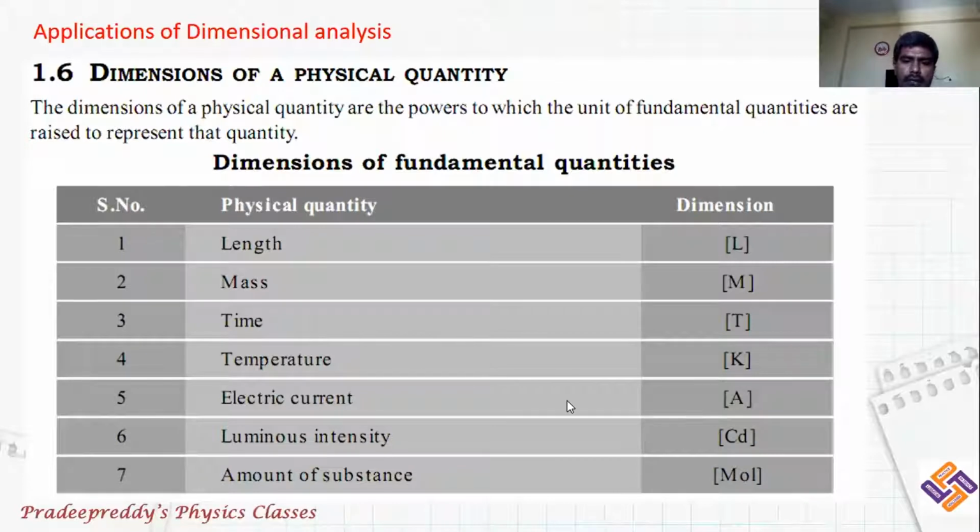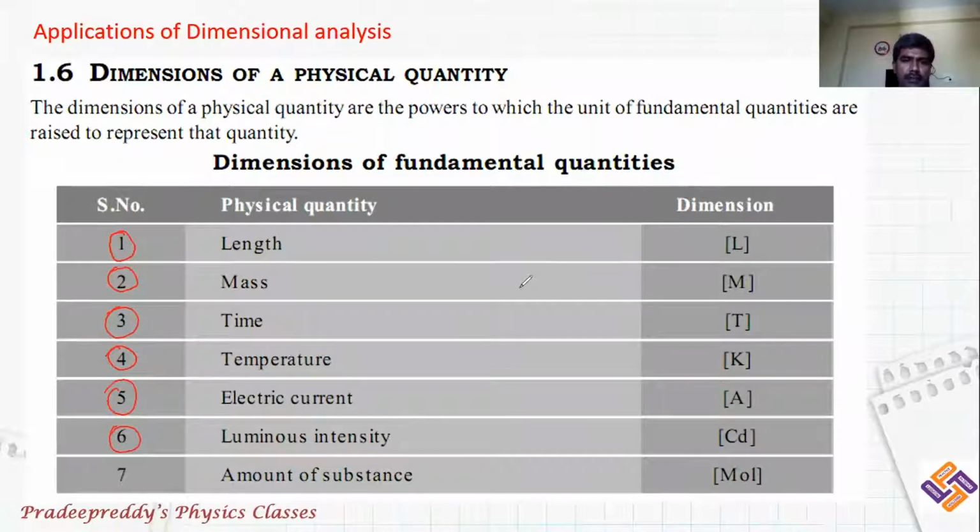Now, as we know, we have basic dimensional formulas and dimensional quantities of different physical quantities, right? Out of which the fundamental quantities are length, mass, time, temperature, electric current, luminous intensity, and also amount of substance. These are different physical quantities which you should be aware of, and these are all called fundamental physical quantities.